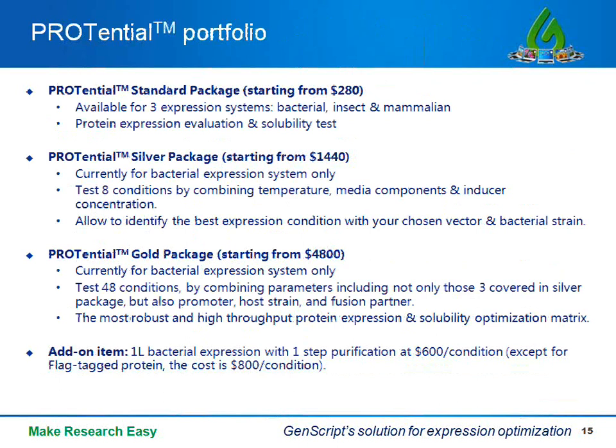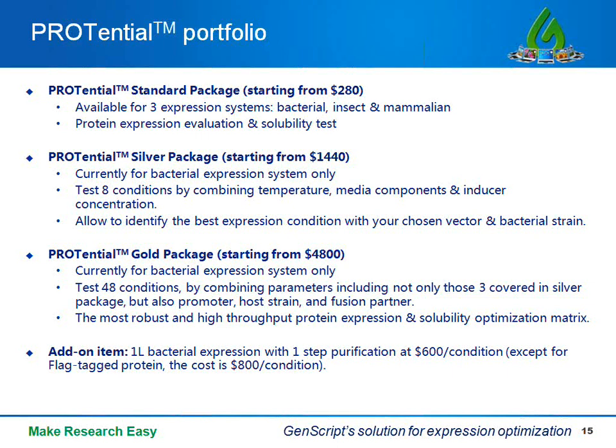So the Potential portfolio. There are essentially three different Potential packages. We have the standard package that starts at $280 US, which is available for bacterial, mammalian, and insect cell expression systems. And then we have the silver package that starts at $1,440. That is available for bacterial expression system only. It allows you to identify the best expression condition with your chosen vector and bacterial strain.